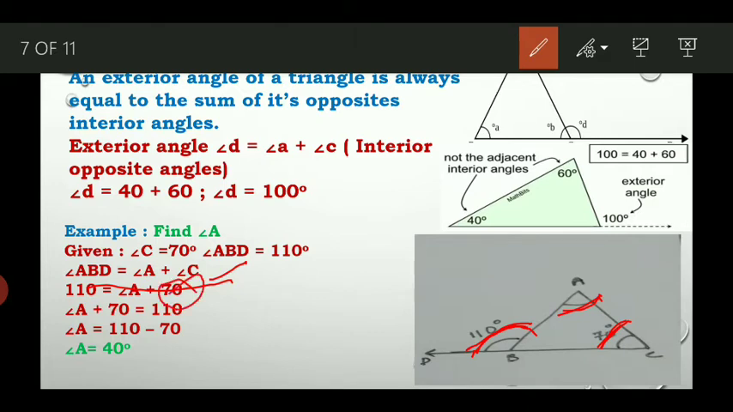So angle A plus 70 is equal to 110. So angle A is equal to 110 minus 70. So how much is it? Angle A is equal to 40 degrees. So angle A is 40. Have you understood, all of you? I hope this is an easy one. You can easily find it if you know this theorem. If you know this theorem, then you will be able to find it.